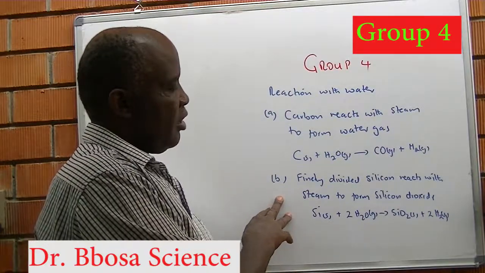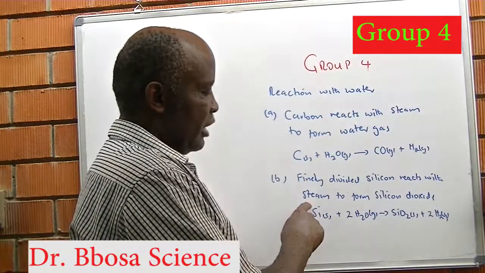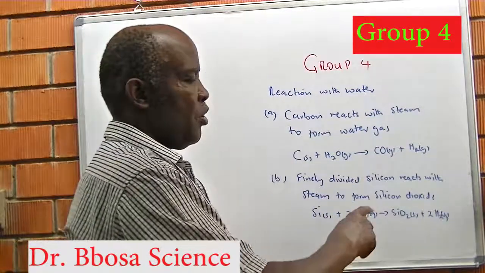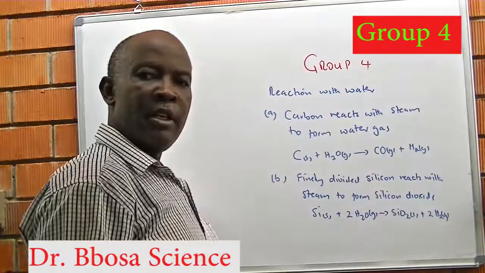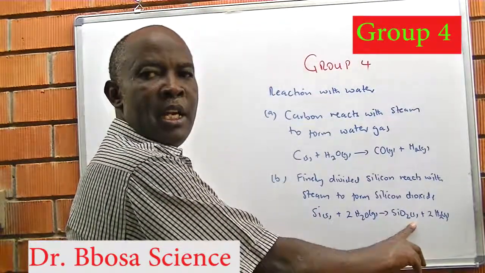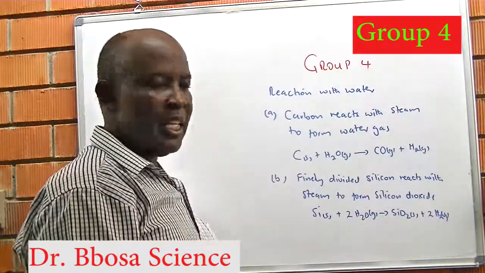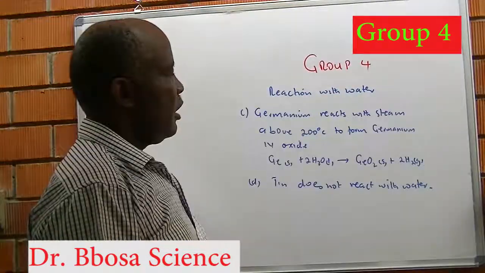Finely divided silicon reacts with steam to form silicon dioxide, but the reaction is limited by the insoluble silicon dioxide. The formation of insoluble silicon dioxide will prevent further reaction.